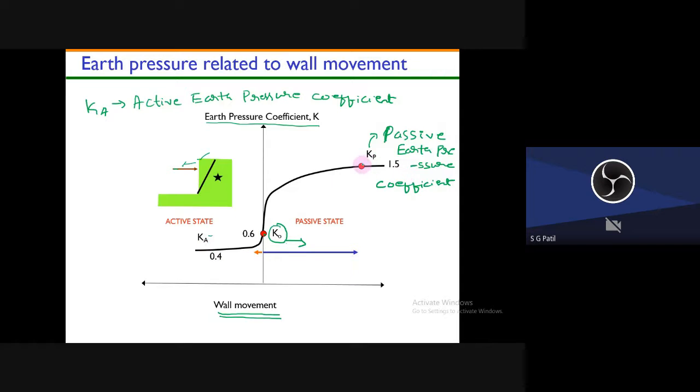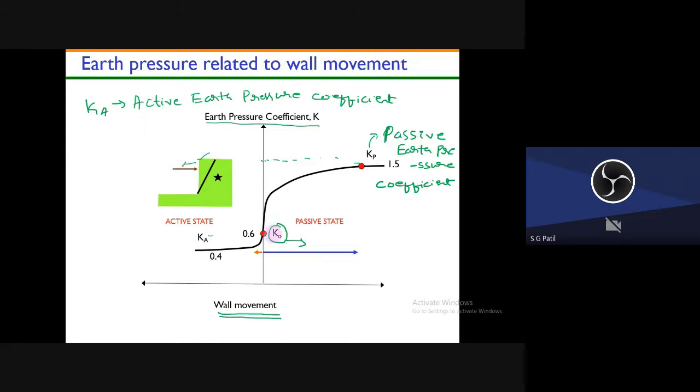See, in passive earth pressure, the pressure will be very high here. If you are designing any wall for this passive earth pressure, you will get a huge cross section. But if you are designing for active earth pressure, then your wall thickness will drastically reduce. And K0 condition means stationary condition. That means you should not allow any movement of the wall.